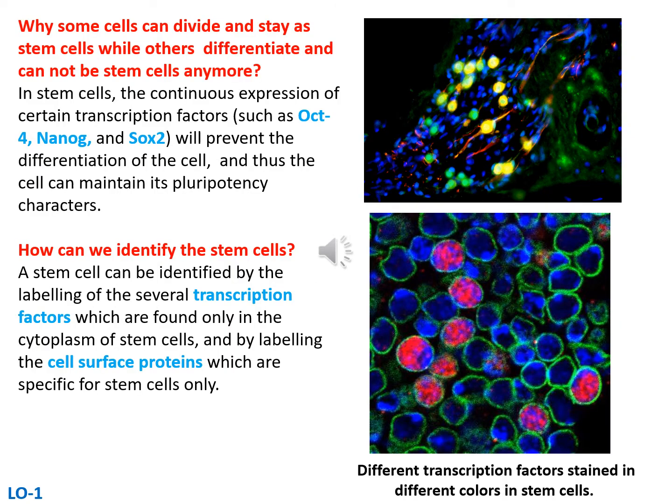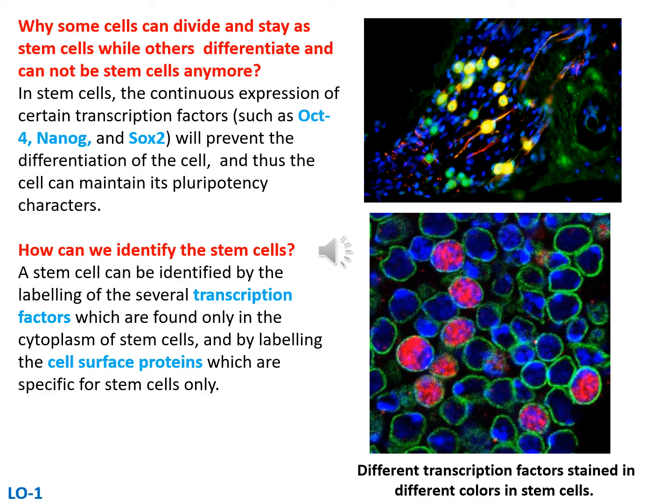Now, moving on to the next slide. Some cells divide and stay as stem cells, while others differentiate and cannot be stem cells anymore. Because in stem cells, there is a continuous expression of certain transcription factors, like the genes which we have mentioned, OCT4, NANOG, SOX2, which prevent differentiation of the cell, and thus the cell can maintain its pluripotency characteristics.